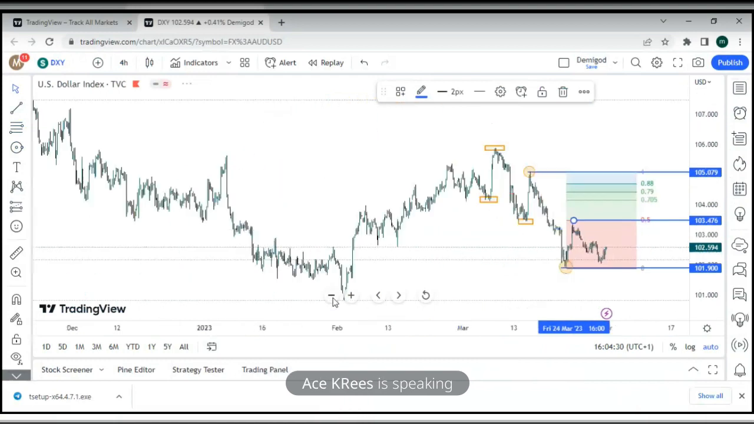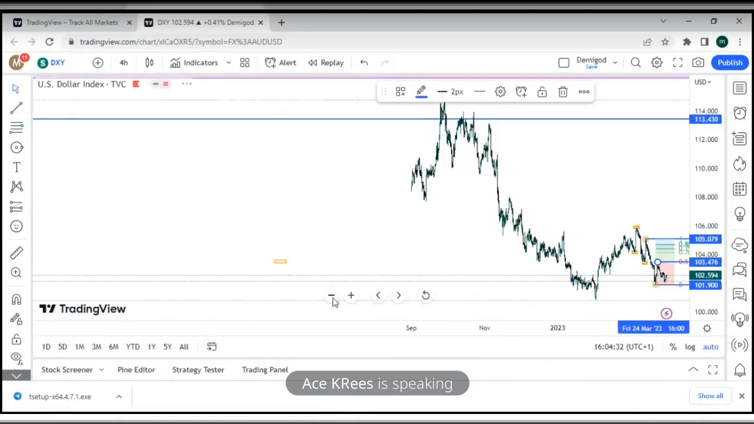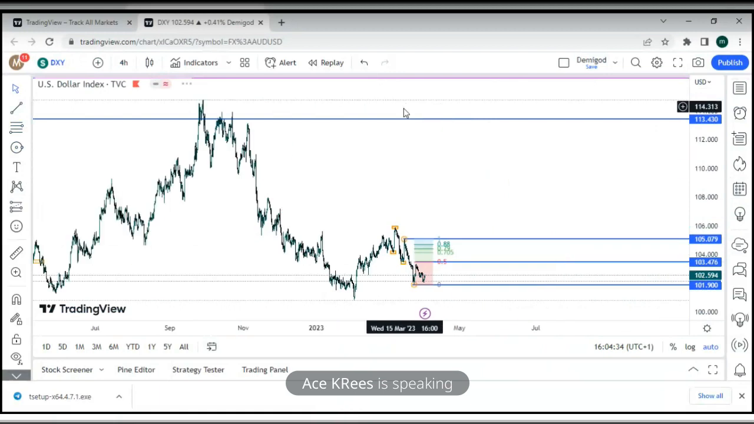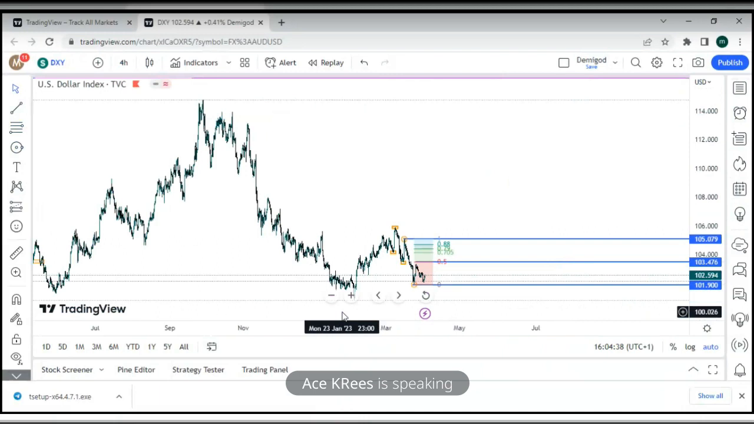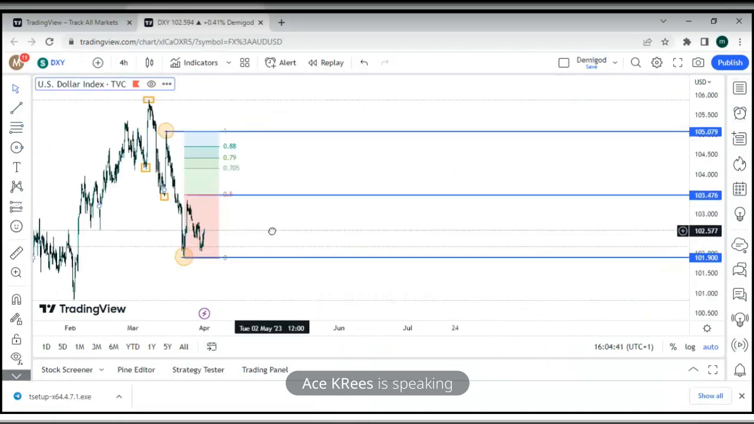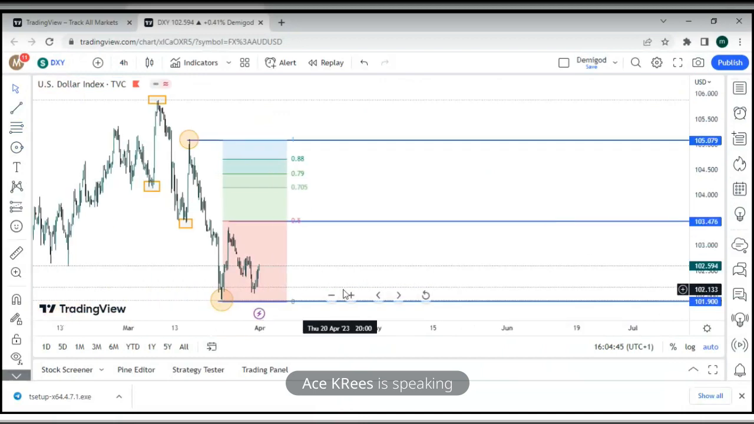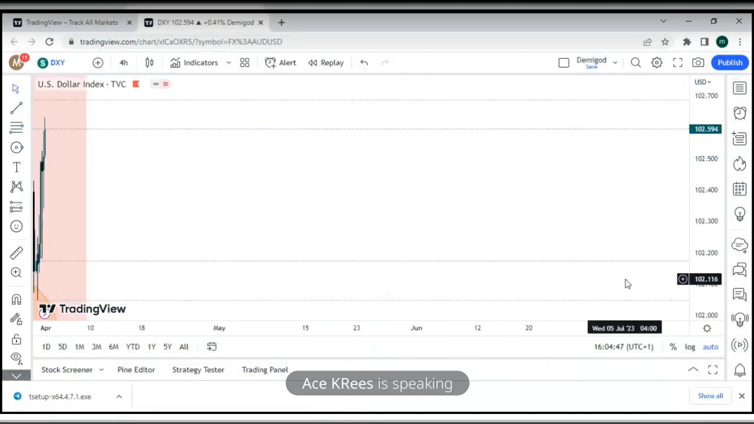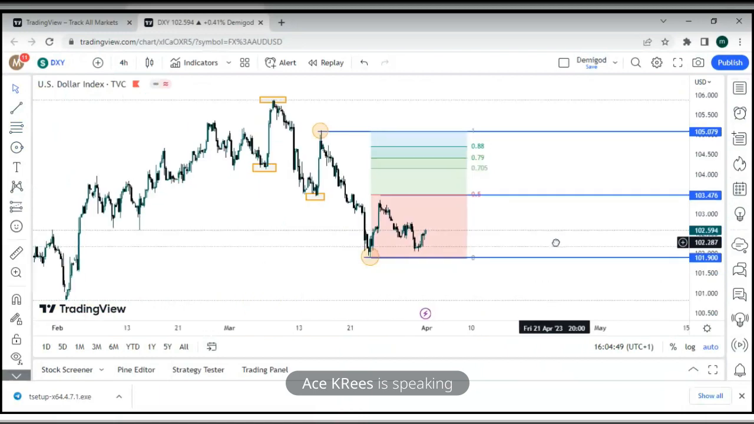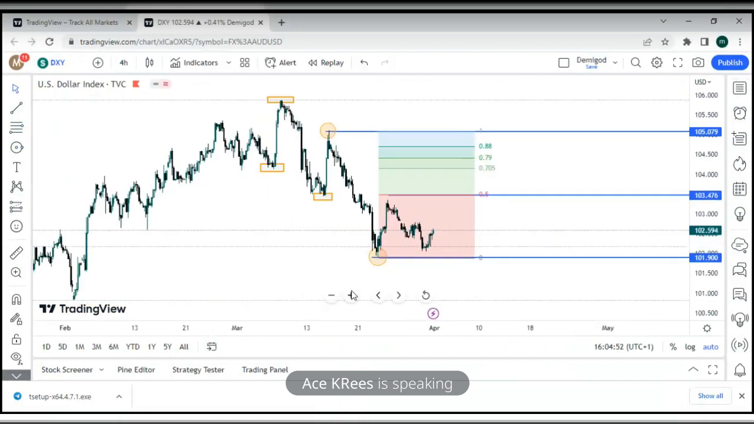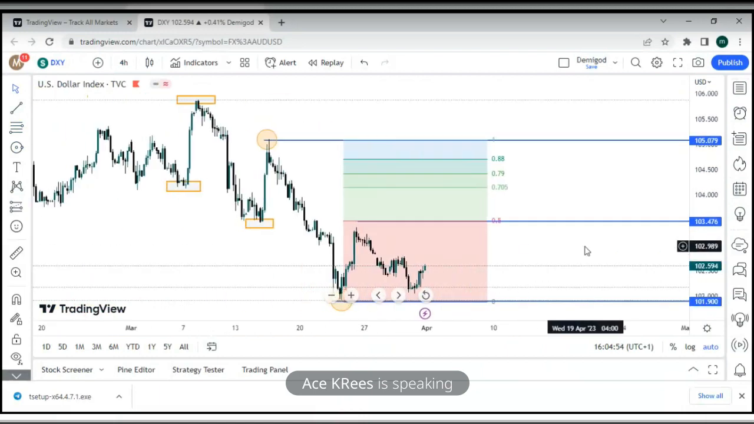Yes. For now, my bias on the dollar index is bearish, but this bullish move, I'm expecting a bullish corrective move at least to some level of equilibrium. Then maybe the sellers can get their sell orders in again. So I'm just following you.